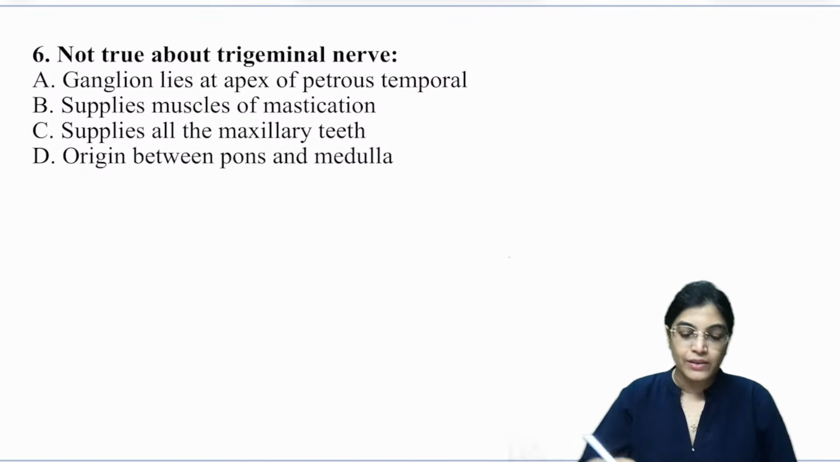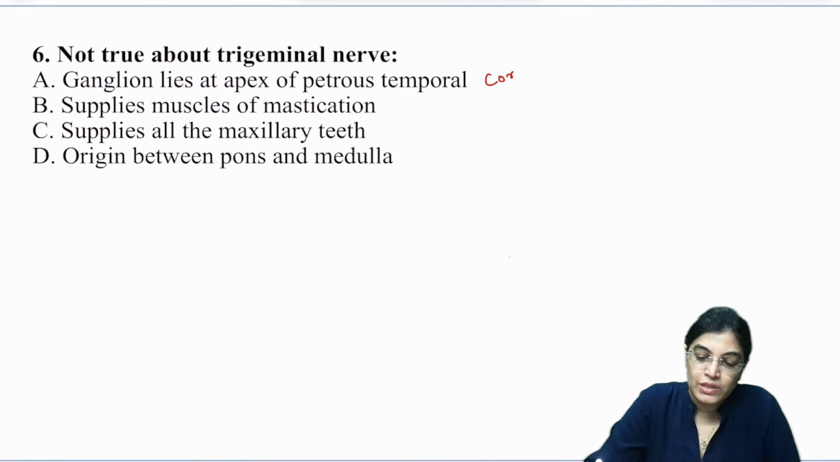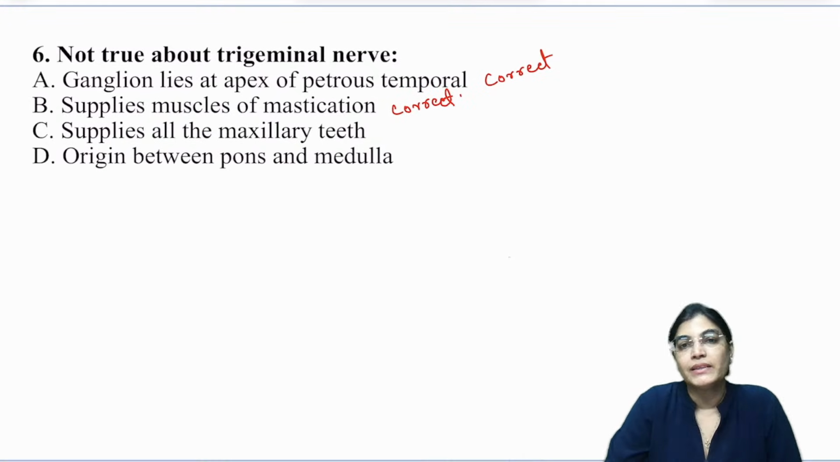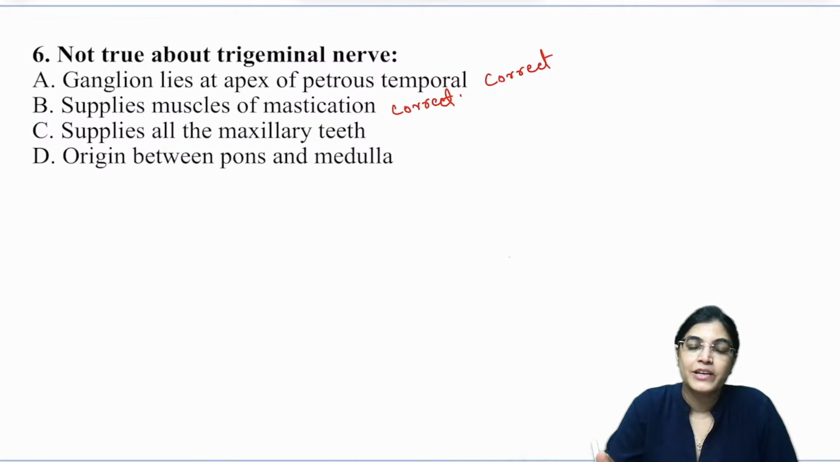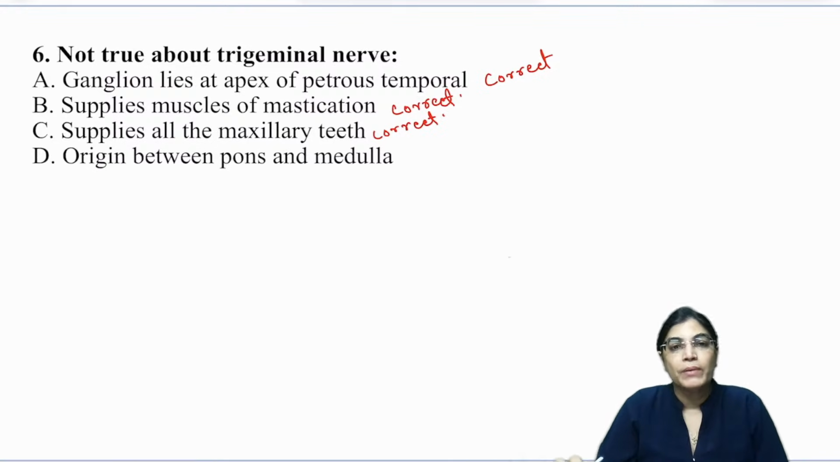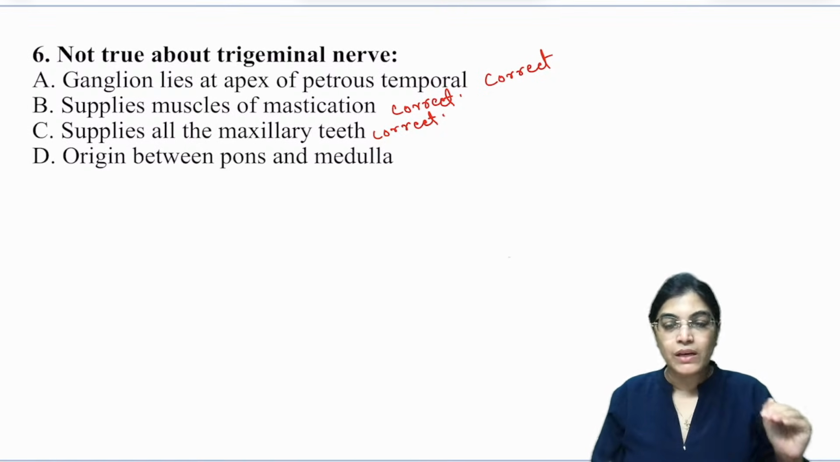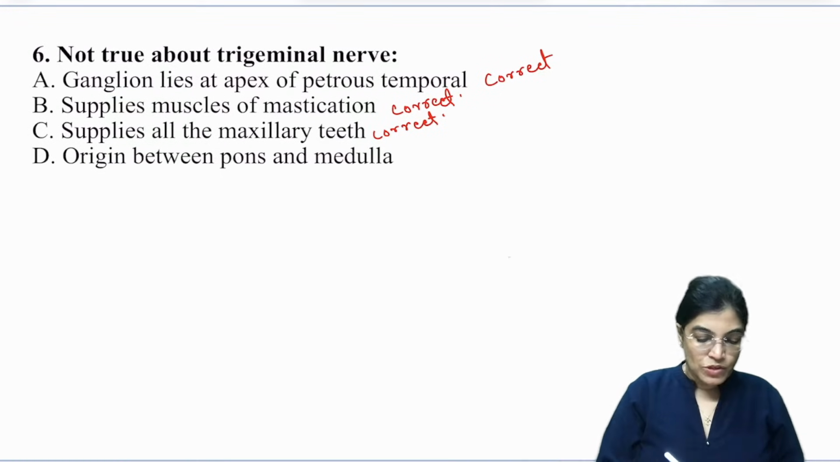The trigeminal ganglion lies in Meckel's cave, located at the apex of the petrous temporal bone. So this is a correct statement. Muscles of mastication: obviously the mandibular branch of the trigeminal nerve innervates all the muscles of mastication, masseter, temporalis, and medial and lateral pterygoid. As for supplying the teeth, the maxillary branch supplies the upper teeth, and the lower teeth are supplied by the mandibular branch. Origin between the pons and medulla is absolutely incorrect.